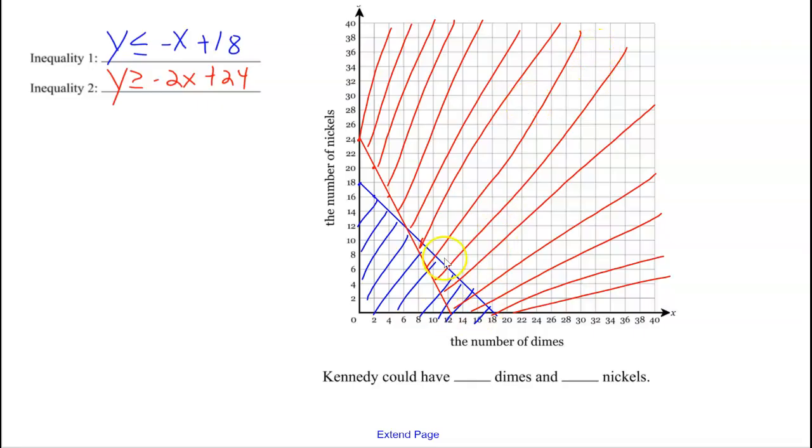Okay, and what we want to do is see where it overlaps, which is right here, and we could pick any point we want from here. I just happen to pick 14 dimes and 0 nickels. You could pick 12 dimes and 4 nickels if you wanted to.